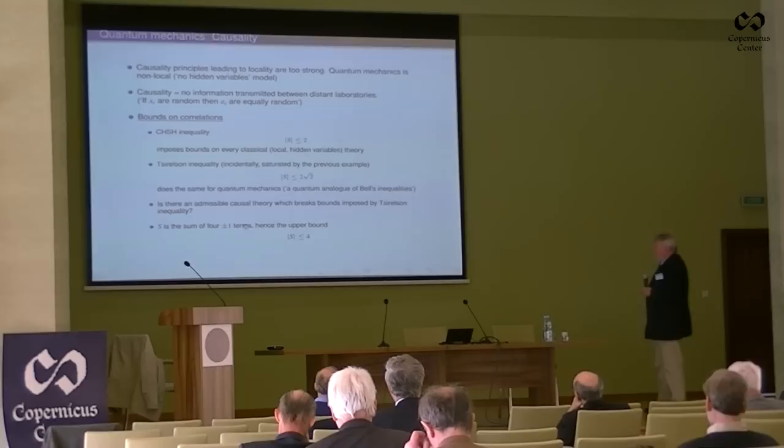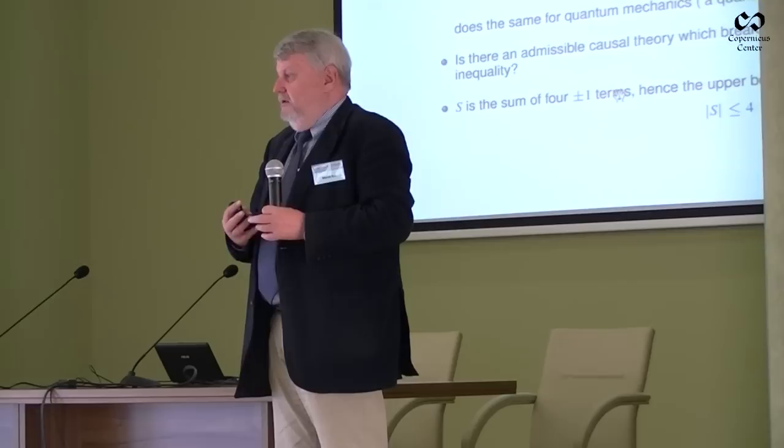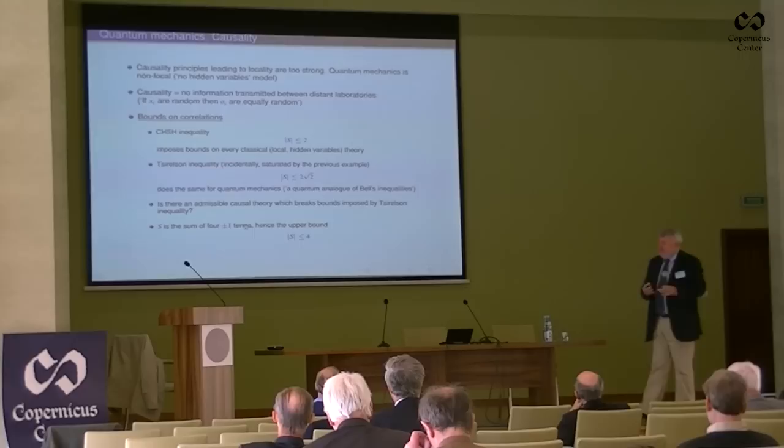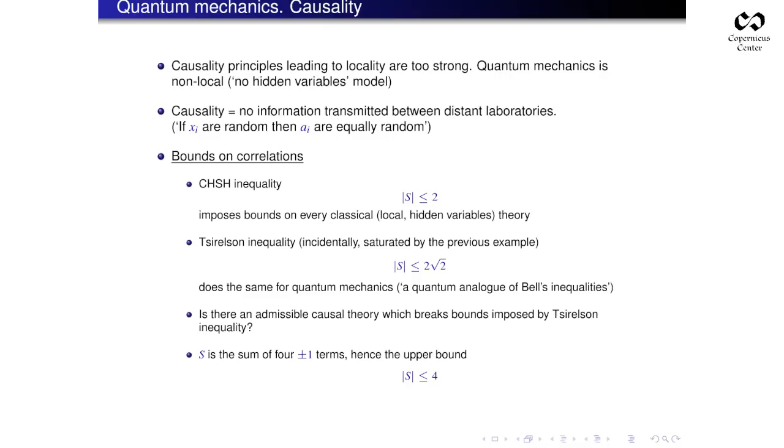So what does it mean? It means that this requirement of causality, which led us to local theories or hidden variables theories, is too strong in quantum mechanics. It is not fulfilled in quantum mechanics. It must be somehow relaxed. So this is the reason why quantum mechanics does not admit a hidden variable model, hidden variable in the sense which was explained previously.